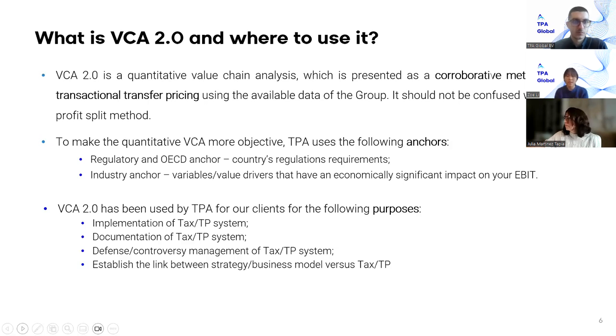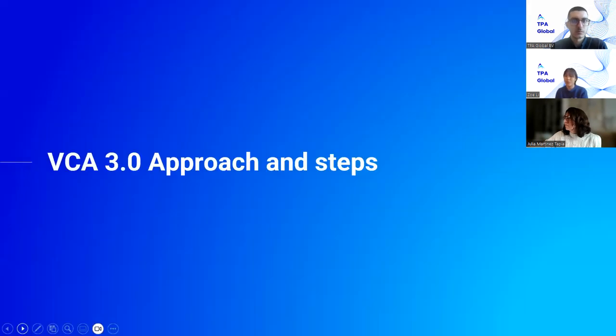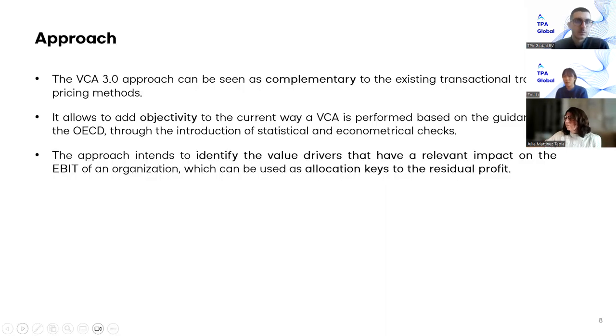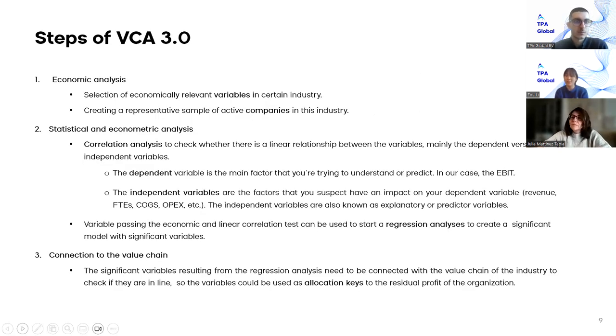So today in value chain analysis 3.0, we would like to take one step further in the quantitative analysis, using the industry data to identify the most relevant factors in the financial statements that explain the EBIT of the companies in that industry the best. Now I'll give the floor to Julia, our colleague who has very extensive experience in data analytics for over 10 years. Julia.